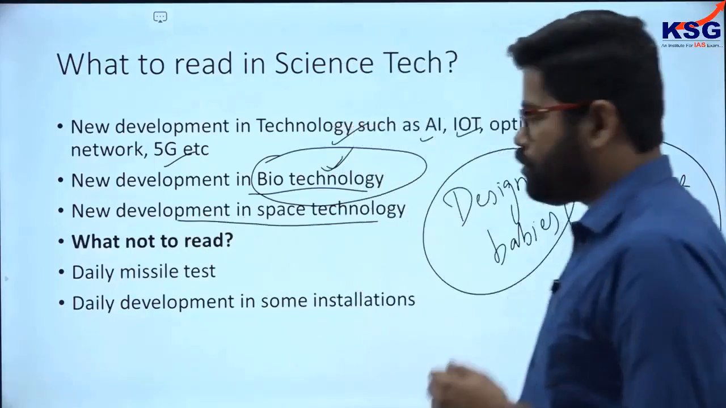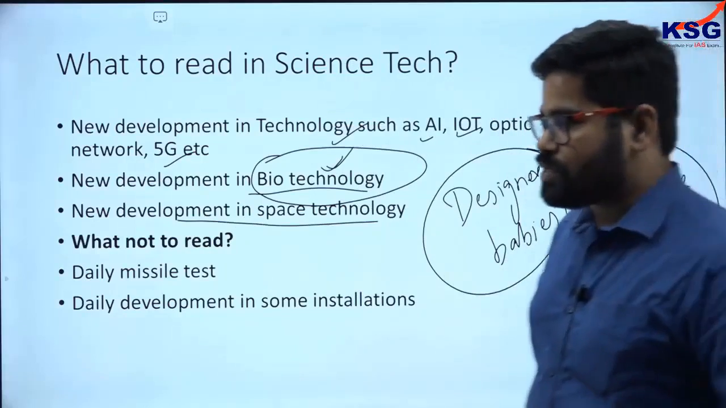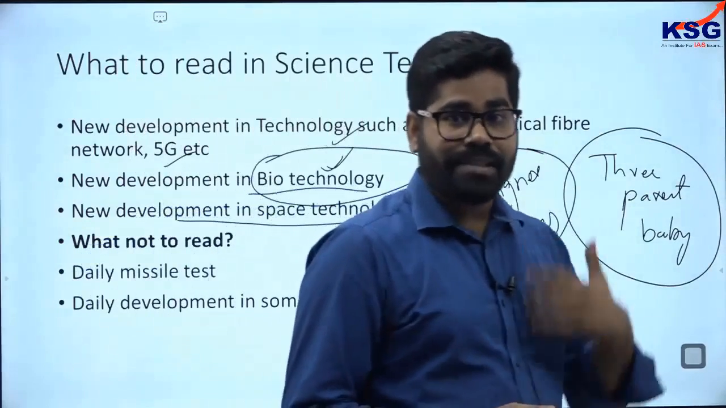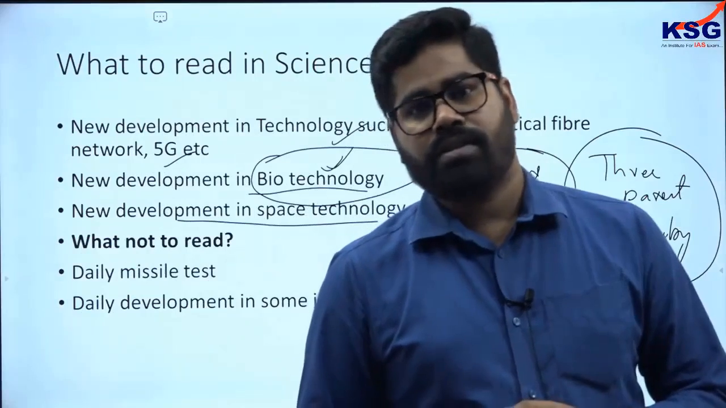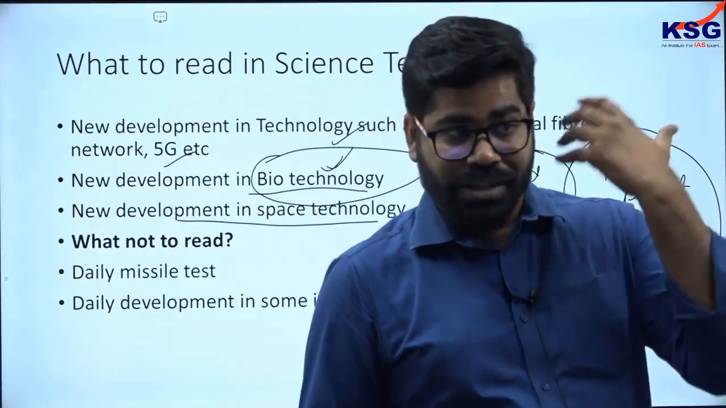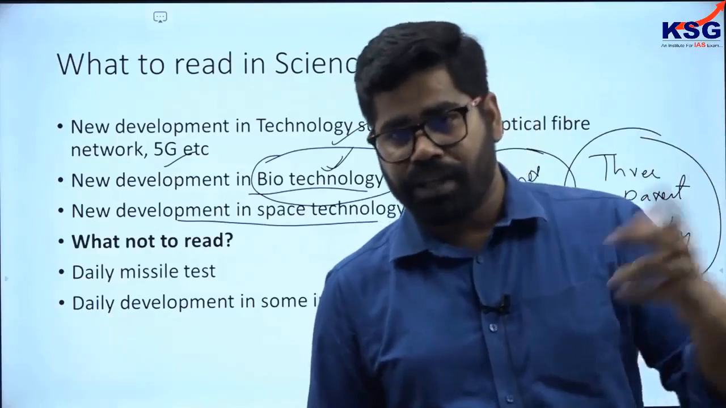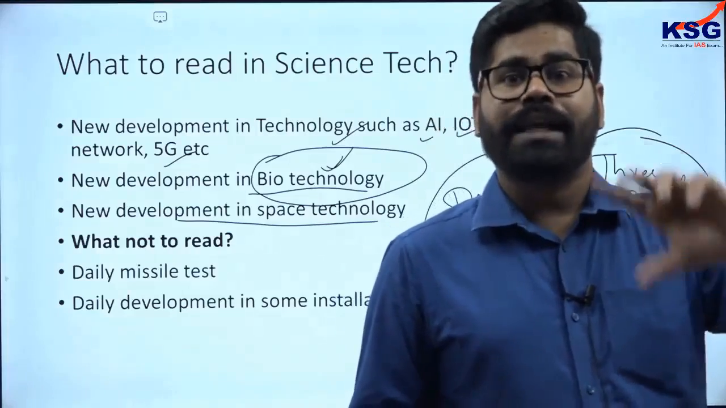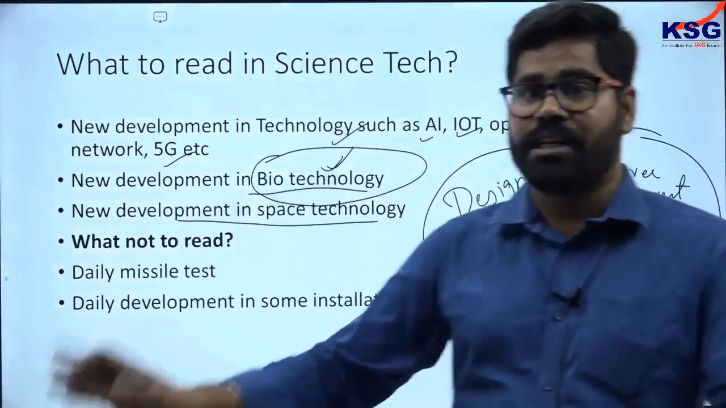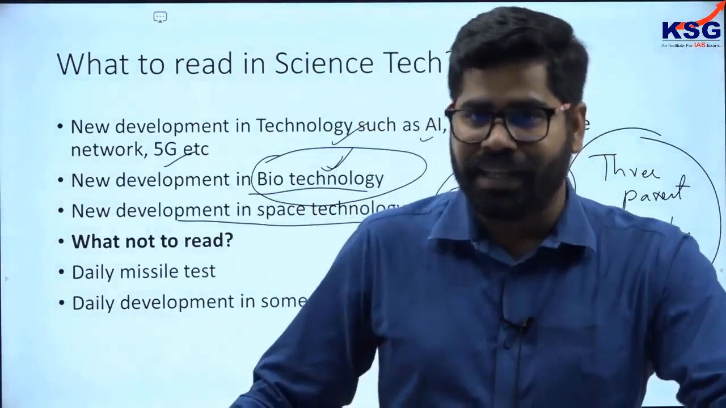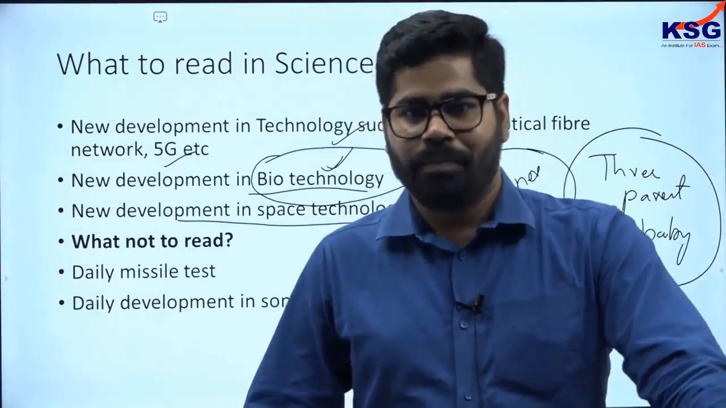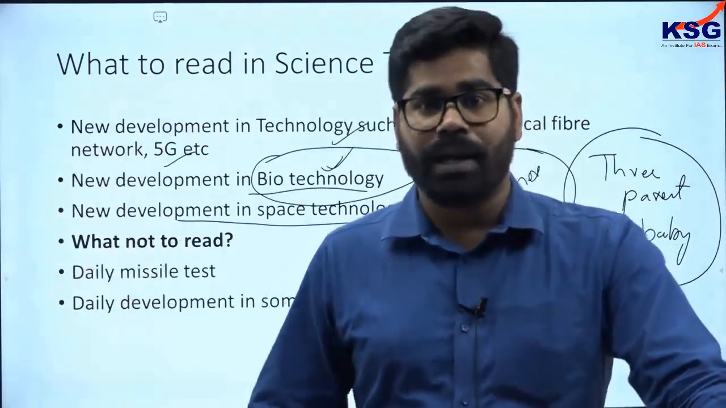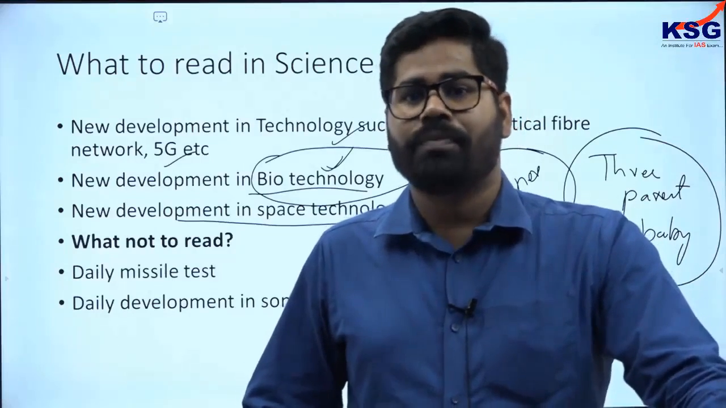Then suppose there is a new development in space technology, like recently we have seen the James Webb Space Telescope. It has enabled us to see into the past, what happened some billions of years ago at the time of inception of the universe. What things were there? We have been able to see that with the help of the James Webb Space Telescope. So if some major development in space tech is coming, maybe some new mission of ISRO, some new prominent mission of NASA or other agencies of the world, then also you should be concerned about it.